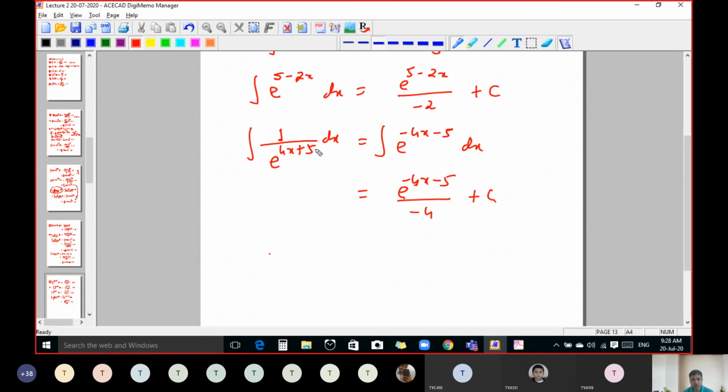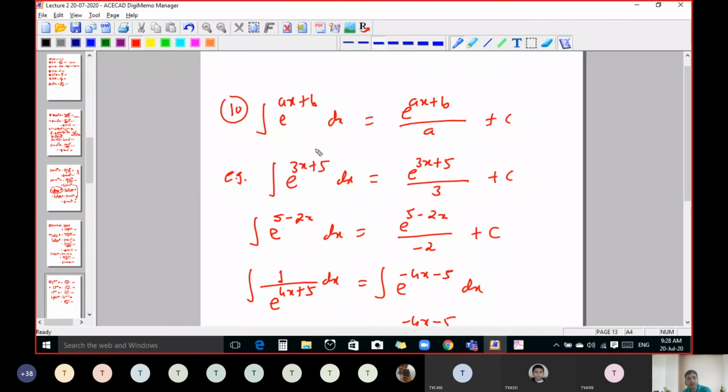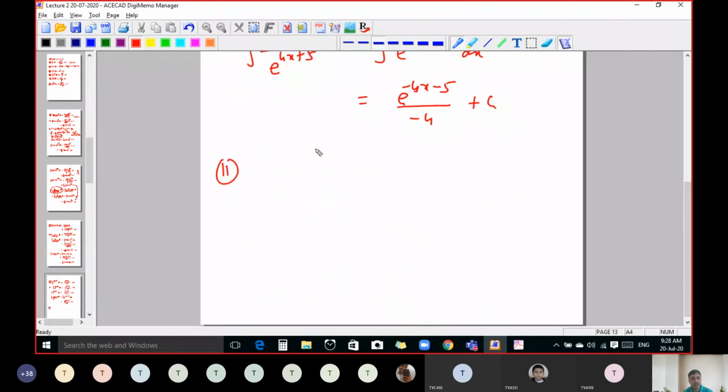And let us do one more and last result. Result number 11. Integration of any constant number raised to any linear function, let us say mx plus n dx. You can write this as a result like k, a constant number, raised to a linear function. It's the same thing, instead of letter a you can use letter k, no problem.